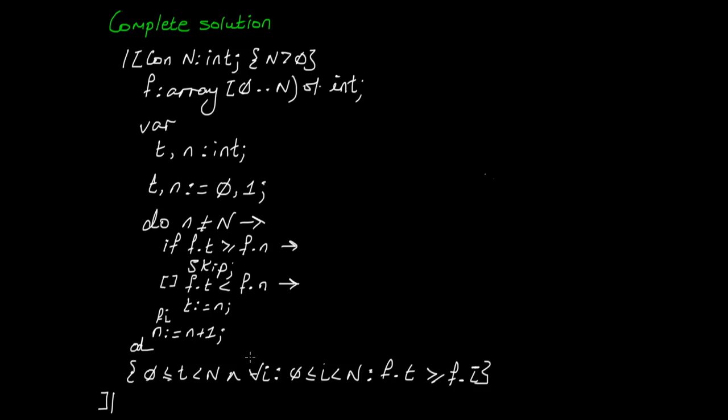So there's our complete solution with all of the various bits that we derived, and the bits that we filled in really are S0, and then of course we filled in the loop body S1, and that's our complete solution.